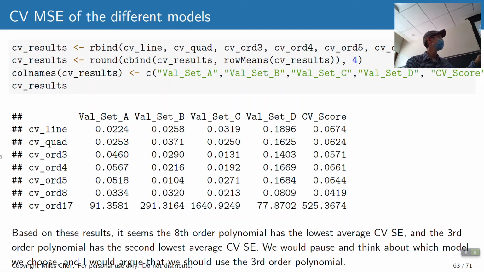It's the average of the 4 mean squared errors for each of the validation sets. Is that okay? Then what we do is we look at this cross-validation score and ask, which overall cross-validation score is the lowest? In this particular generation, when I partitioned my data into 4 folds, the lowest was 0.0419. That's the 8th order polynomial.